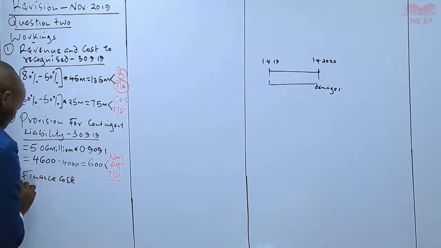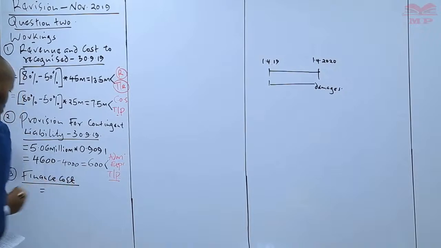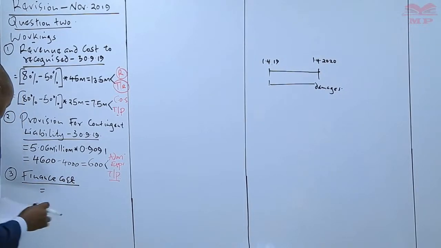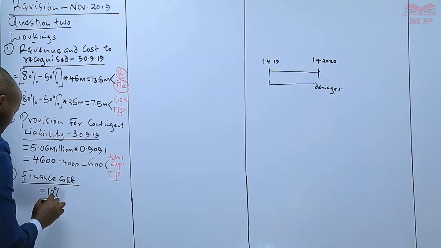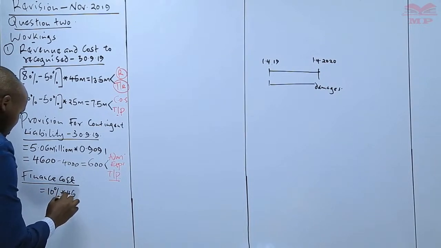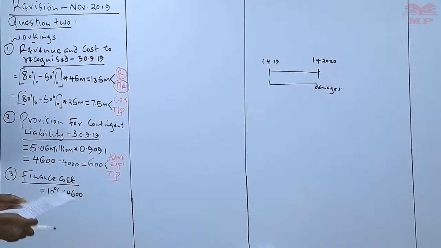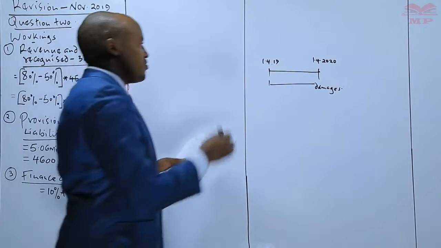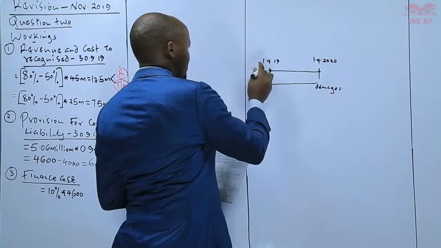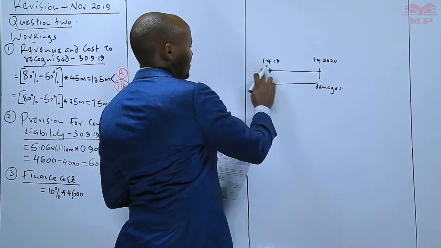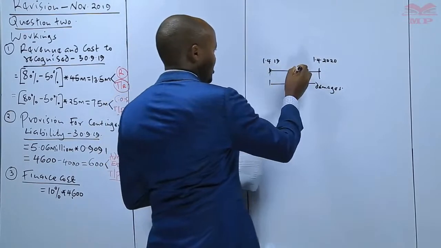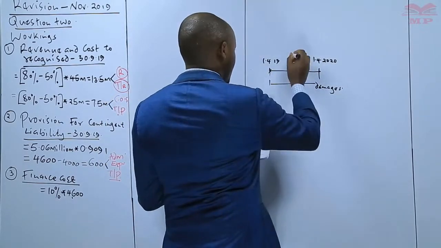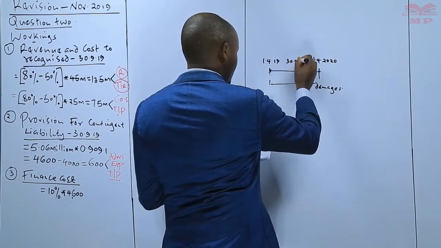Finance cost. So the finance cost will be equal to the company's cost of capital, which is 10%, times the contingent liability. Our contingent liability is 4,600, or basically 4.6 million. And in our case, we will compute a finance cost equivalent to 6 months, because what we are told is that the legal case was instituted on 1st of April 2019. And what we know is that the current financial year is ending 30th of September 2019.